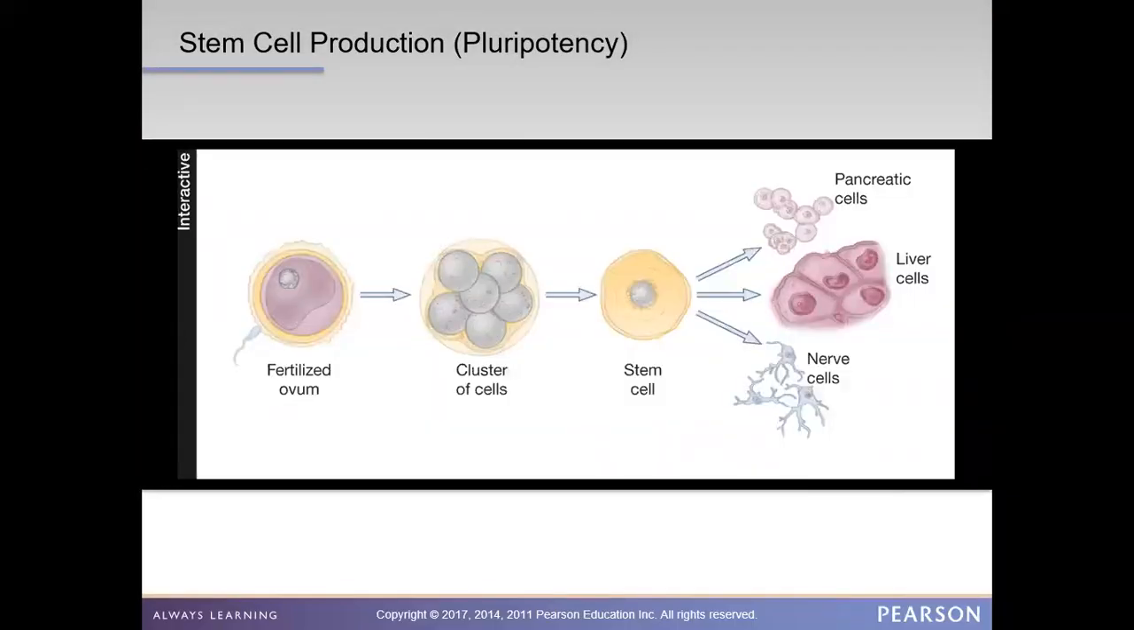Stem cells have the trait of pluripotency. Now, I'm going to walk you through pluripotency. So you have this fertilized egg, where a sperm met egg. From that resulted this fertilized ovum, which then becomes a cluster of cells and forms a stem cell. The stem cell then becomes other things. It becomes pancreatic cells, muscle cells, brain cells, nerve cells, all these things here, right?